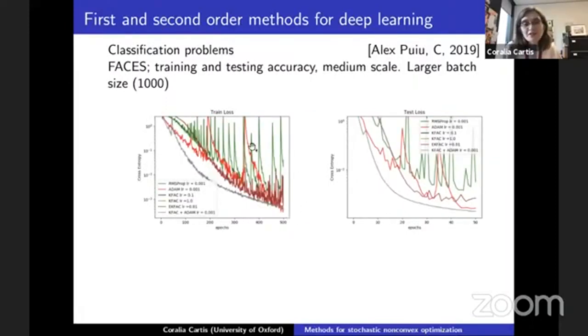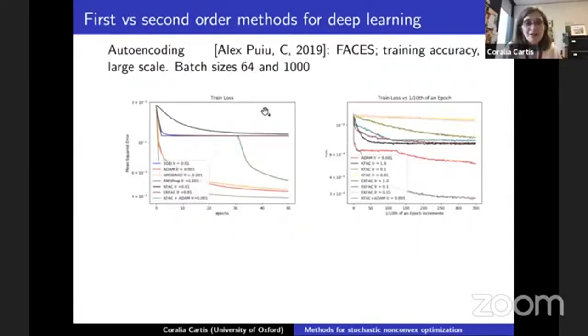Then, of course, you see a lot of stochastic error coming in. But we did try reasonably large problems. We tried to move away from MNIST, because I think results on MNIST tend to be somewhat misleading. I'm not saying it's not worthwhile trying MNIST, but one should try a bit more. So we tried CIFAR10, we tried FACES, but with larger batch sizes. We tried autoencoding, and again, this kind of preconditioned approach.